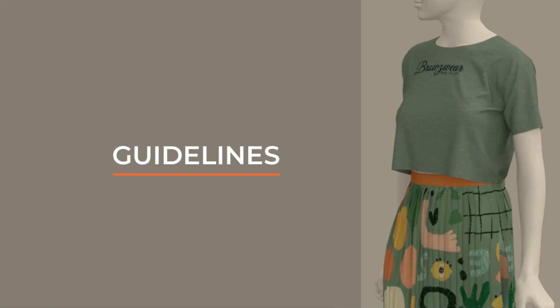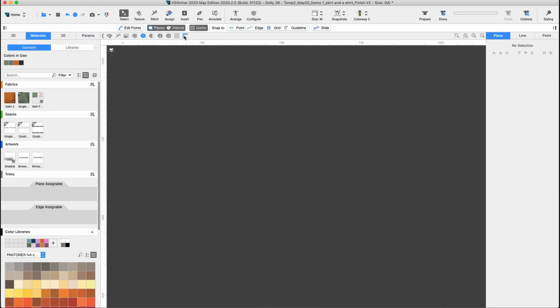Let's get started with our fourth and final workflow with our new Guidelines feature. We are going to create a t-shirt from scratch based on a given specification by using the new Guidelines feature and the Pen tool. The Guidelines button is located on the 2D window toolbar at the top of the 2D window.